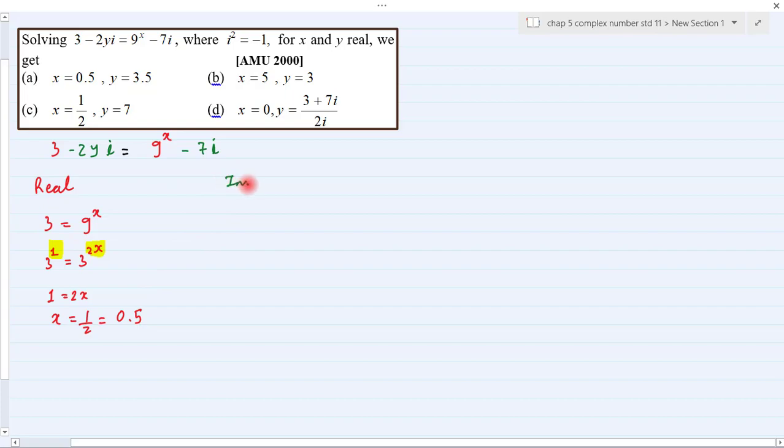Similarly, let's compare the imaginary part. On the left hand side, your imaginary part is -2y, which must be equal to the imaginary part of the right hand side, which is -7. So minus minus will cancel out and you will get y is equal to 7/2, or we can say your y is simply 3.5. So your final answer is x is equal to 0.5 and y is equal to 3.5, which is given in option A. Ta-da!